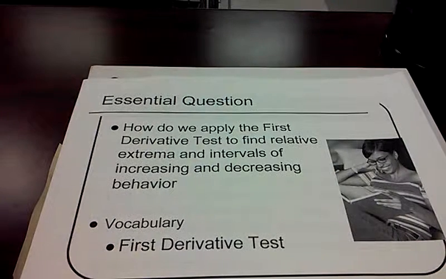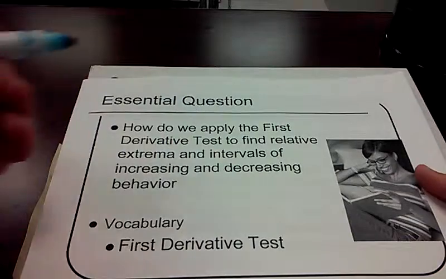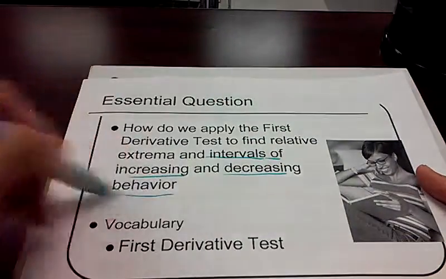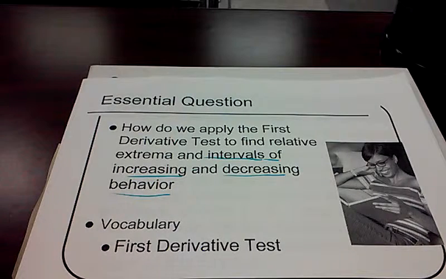All right, guys, your essential question is, how do we apply the first derivative test to find relative extrema and intervals of increasing and decreasing behavior? Now, guys, we're actually going to split this up between two sections, and we're only going to be looking at intervals of increasing and decreasing behavior. How do we tell when a function is increasing and when a function is decreasing?